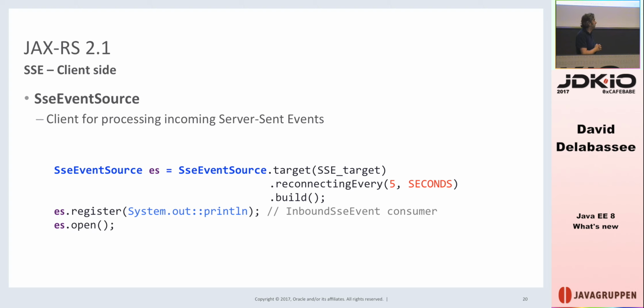You have the ability to register multiple callbacks. You can have a consumer for inbound SSE event. You can have another one that will consume the throwable type. That one will be invoked if something goes wrong. And I think there are 3 or 4 different types of consumer that you can have. And last but not least, once you are done, you need to invoke the open method. That's basically where you tell the client container that it has to establish the connection, it has to register the different callbacks, and so on.